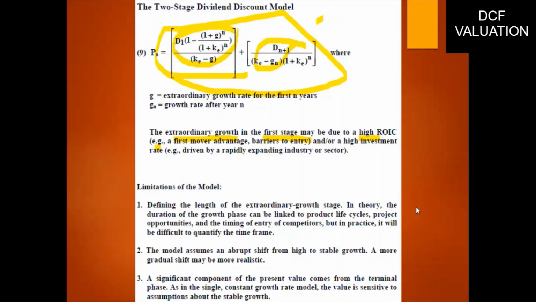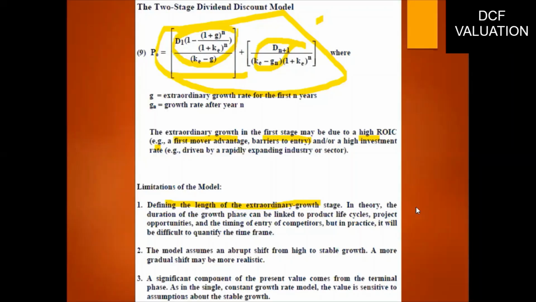Are there limitations to the use of this model? One, how do you define the length of the extraordinary growth stage? In theory, the duration of the growth phase can be linked to product life cycles, product opportunities, and the timing of entry of competitors. But in practice, it will be difficult to quantify the time frame. That is the challenge for all groups.